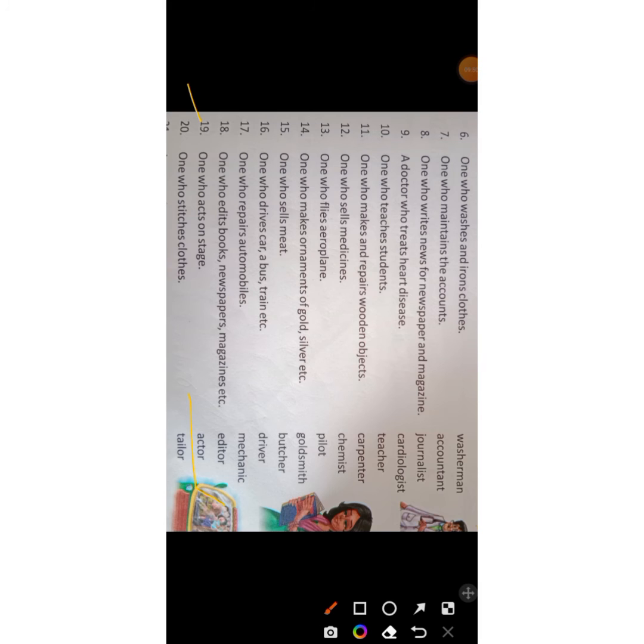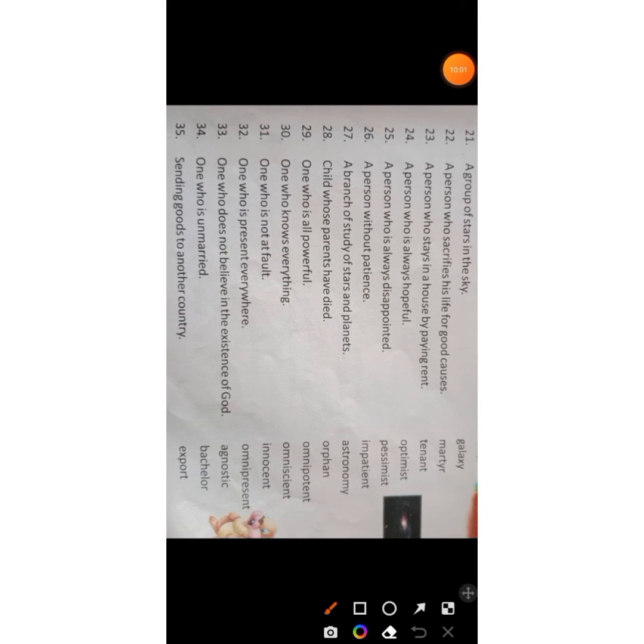And now, one who stitches clothes, means the work of tailoring, that person is a tailor. And now, a group of stars in the sky. Means group of stars in the sky is called galaxy. A person who sacrifices his life for good causes. A person who sacrifices his life for good cause. That person is called martyr.